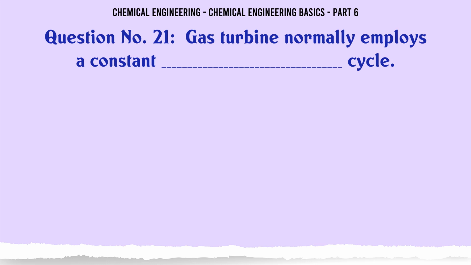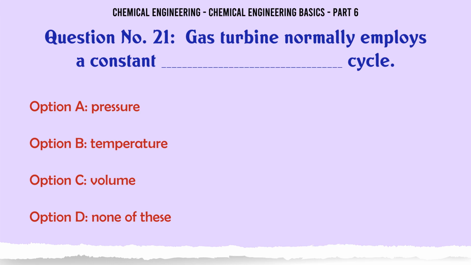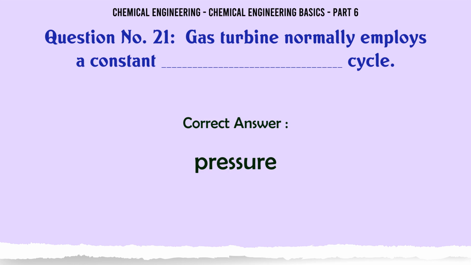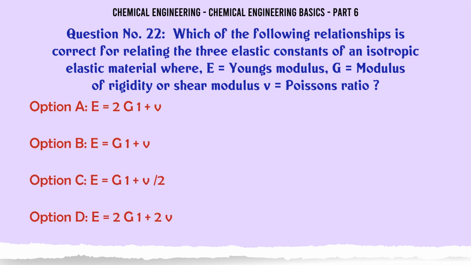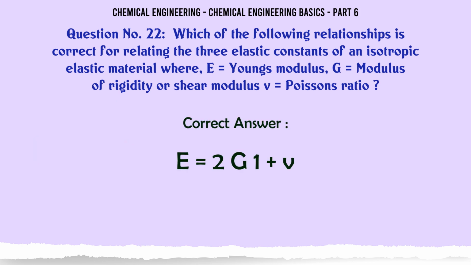Gas turbine normally employs a constant cycle. A. Pressure. B. Temperature. C. Volume. D. None of these. The correct answer is pressure. Which of the following relationships is correct for relating the three elastic constants of an isotropic elastic material, where E is Young's modulus, G is modulus of rigidity or shear modulus, V is Poisson's ratio? A. E=2G(1+V). B. E=G(1+V). C. E=G(1+V)/2. D. E=2G(1+2V). The correct answer is E=2G(1+V).